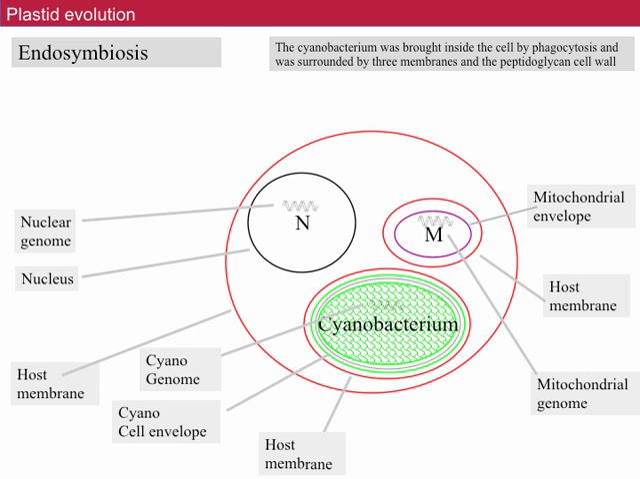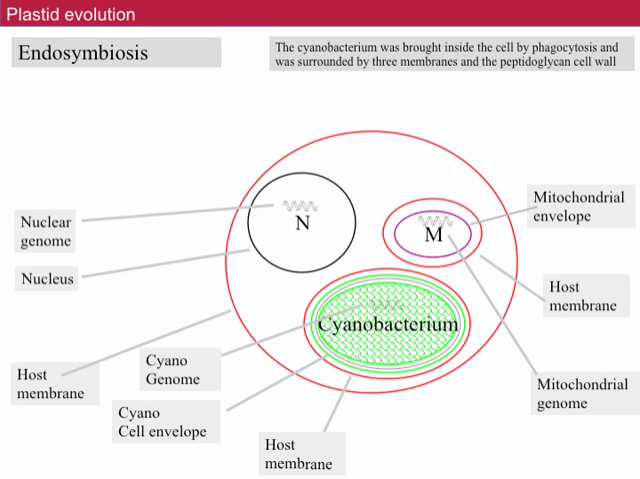Initially, when it was brought inside, it was surrounded by the host membrane. That's what wraps around it with this phagocytosis process. And then it had its own cell envelope. Cyanobacteria are gram-negatives. They have an inner membrane, a cell wall, and an outer membrane. So it probably looked something like this just after this interaction occurred.